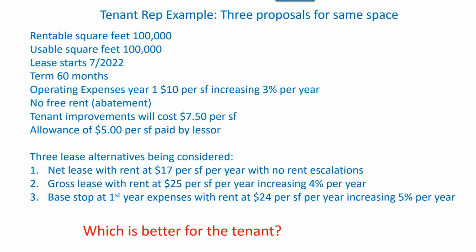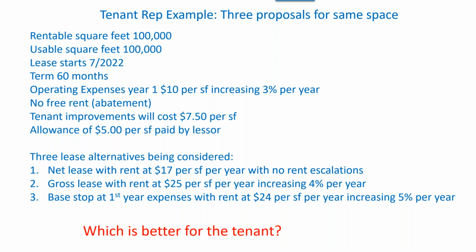There are 3 proposals for the same space. The rentable square foot is 100,000, usable is 100,000, lease starts 7 July 2022, term of 60 months. Operating expenses in year 1 are $10 per square foot, increasing 3% per year. Again, we have no free rent. Tenant improvements will be $7.50 per square foot, but we're going to have an allowance of $5 per square foot that's paid by the lessor.